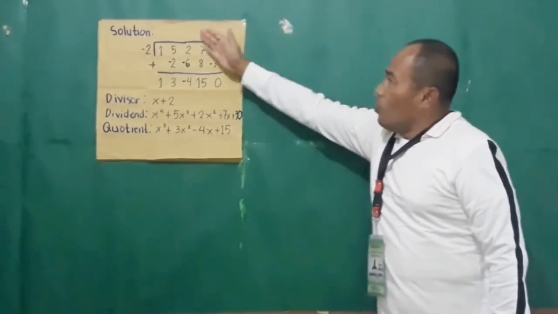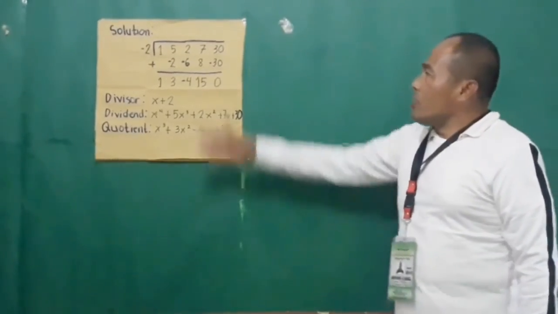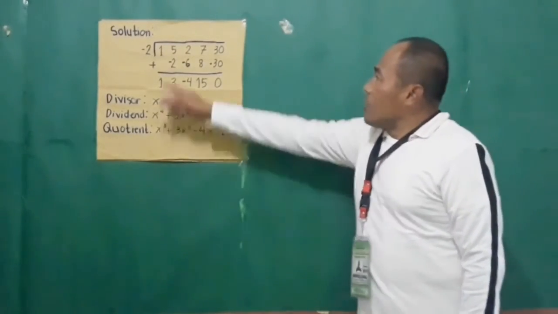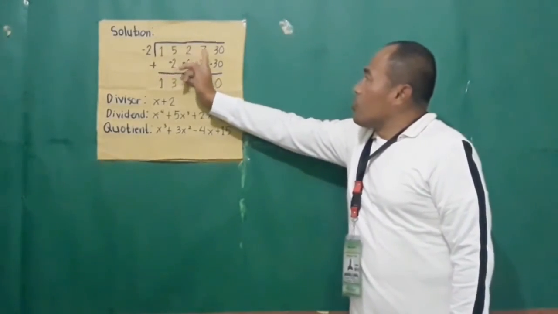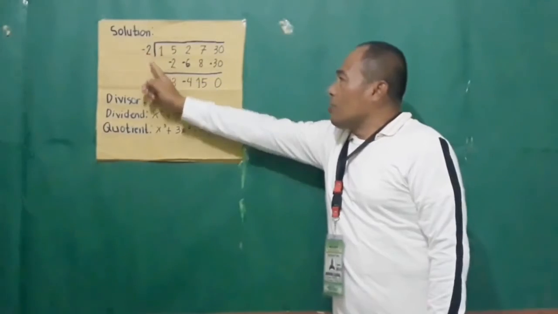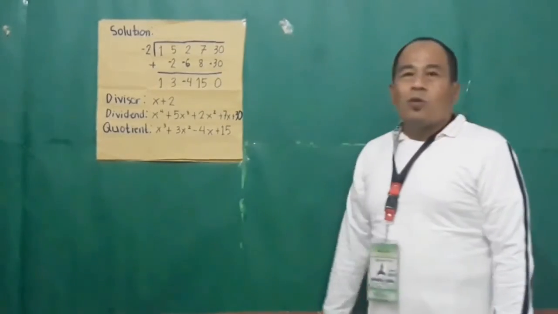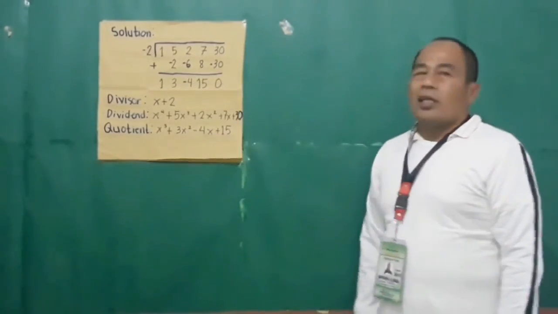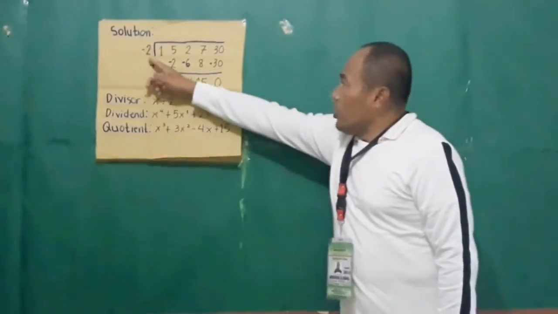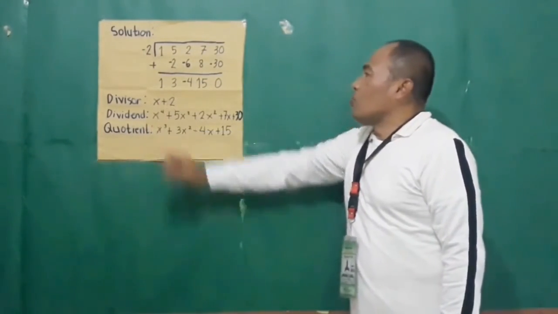How can you write this in polynomial form? This is given in the synthetic process. You can see 1, 5, 2, 7, 30 as the dividend, and negative 2 as the divisor. What about this one? It is 1, 3, negative 4, 15. That is the quotient. Now the 0 is the remainder. To write the polynomials, the divisor is negative 2, so in polynomial form that is x plus 2.